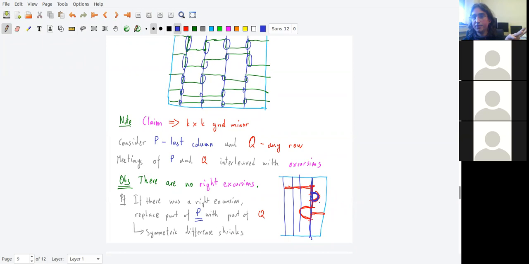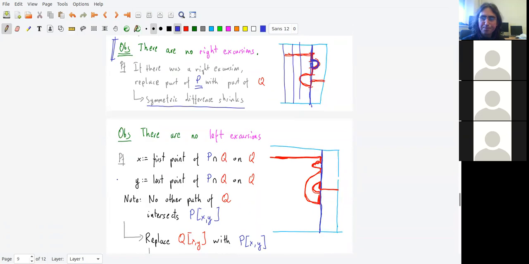While by doing this replacement, I made the symmetric difference shrink between the two flows. So I replaced one path in the flow P with some other path so that I now get a pair of flows with smaller symmetric difference. And this is a contradiction, because we started with a pair of flows where the symmetric difference is the smallest possible. Good. So this means that there are no right excursions. Now I claim that there are no left excursions either. So imagine now that I have a situation like that.